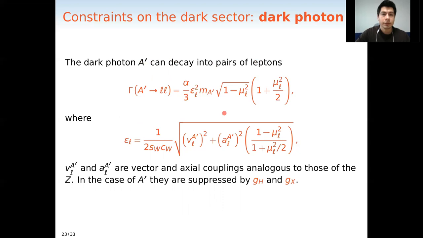As we can see, since this dark photon mixes with the Z and the Z prime, we will have a vector component and an axial component. However, for a very light dark photon, this axial component is proportional to the square of the mass of the dark photon over the square of the mass of the standard model Z, which means that if our dark photon is very light, this is going to be largely suppressed, and we will have an epsilon that is mostly vector-like, which is consistent with the behavior of the usual dark photon. Also, both vector and axial couplings are going to be suppressed because of the size of GH and GX, which we require to be small, given that we have several constraints on the Z.